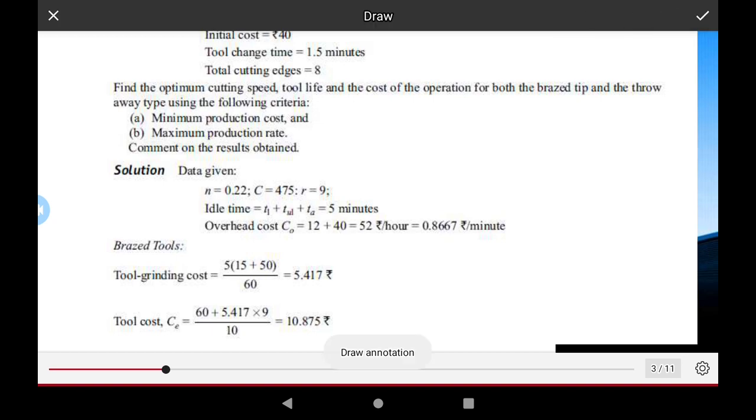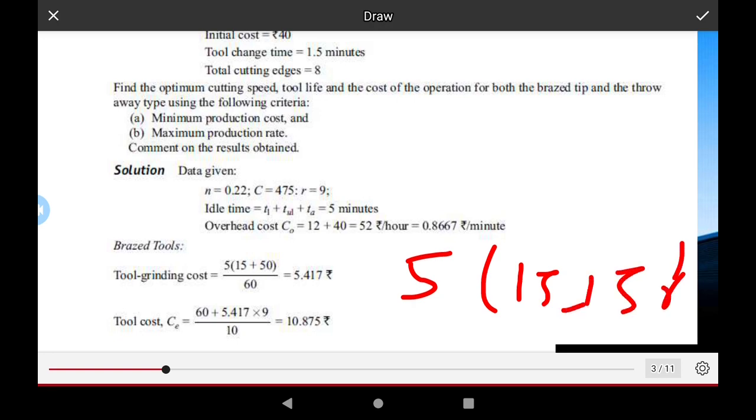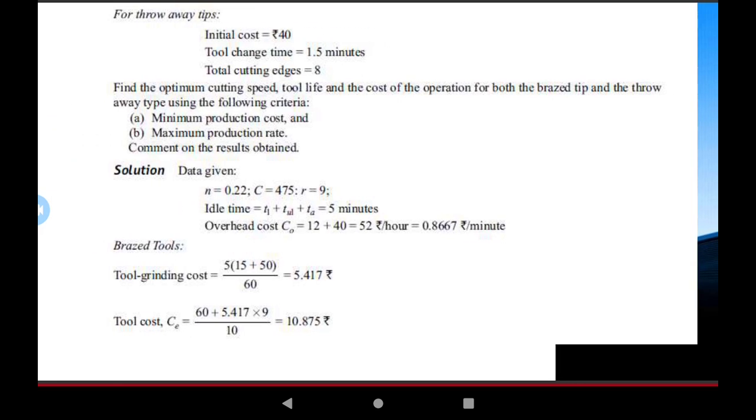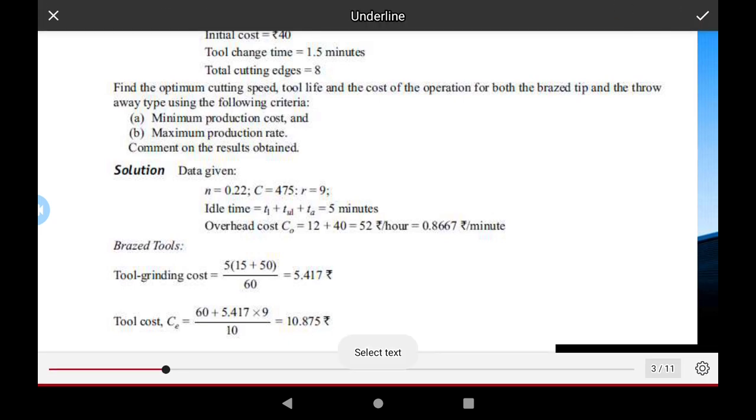Then the value is divided by 60: the grinding cost is 15 plus 50, equal to 65, divided by 60. The value of the tool grinding cost is 5.417 rupees, and tool cost is CE.